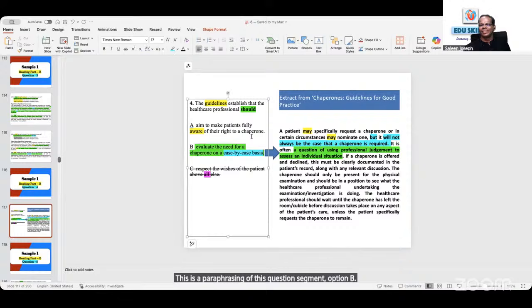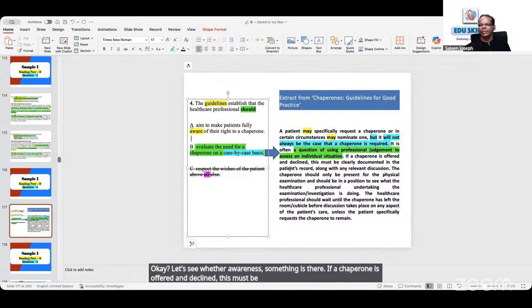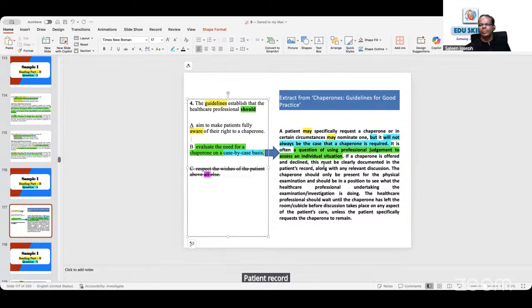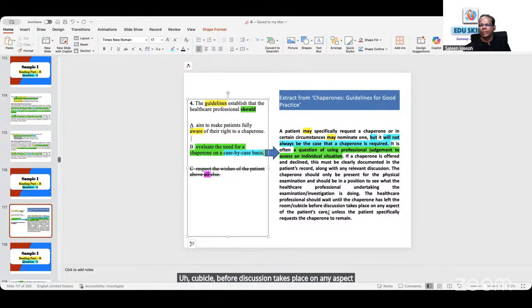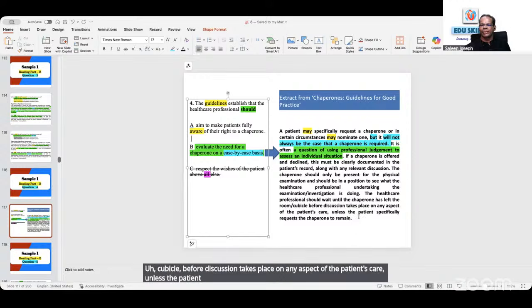Let's see whether awareness is mentioned anywhere. If a chaperone is offered and declined, this must be clearly documented in the patient record. When must is there, it cannot be should. The chaperone should only be present for the physical examination and should be in a position to see what the healthcare professional is doing. The healthcare professional should wait until the chaperone has left the room before discussion takes place on any aspect of the patient's care, unless the patient specifically requests the chaperone to remain.